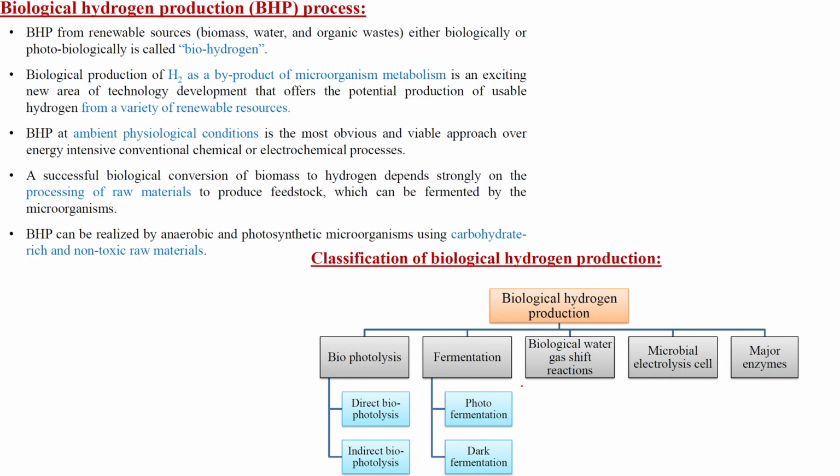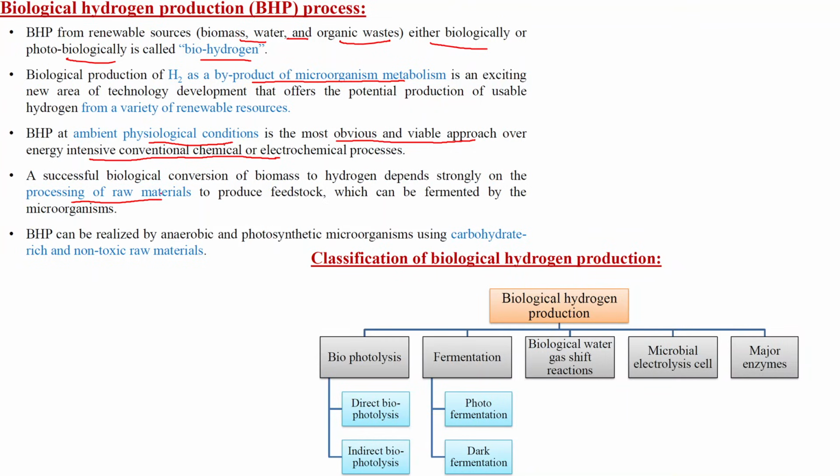Okay. So biological hydrogen production, basically called BHP, from renewable sources such as biomass, water, and organic waste, either biologically or photobiologically. The hydrogen which is produced from biological methods is called biohydrogen. Biological production of hydrogen as a byproduct of microorganism metabolism is an exciting new area of technology. BHP at ambient physiological conditions is the most obvious and viable approach over energy intensive conventional chemical or electrochemical processes. A successful biological conversion of biomass to hydrogen depends strongly on the processing of raw material.